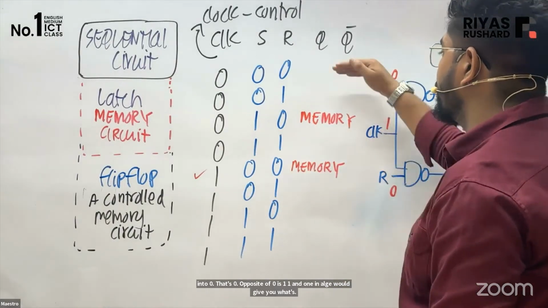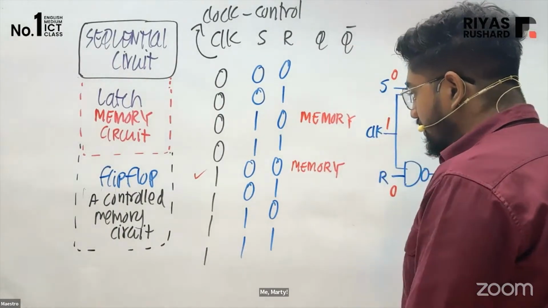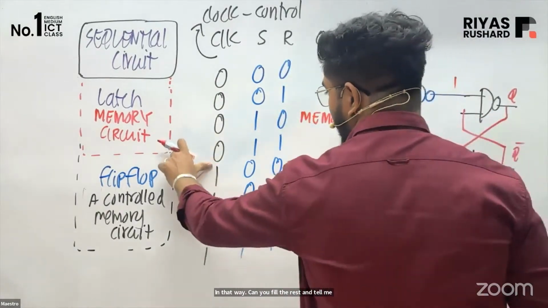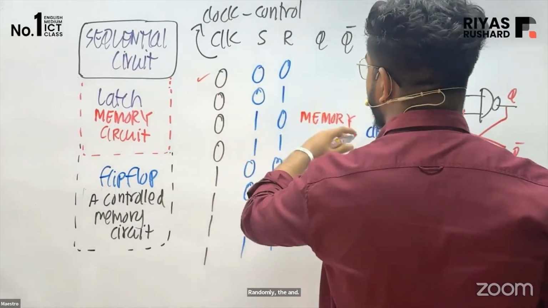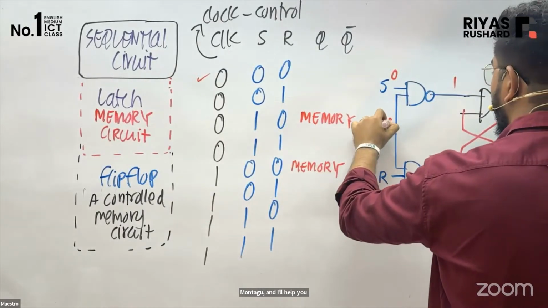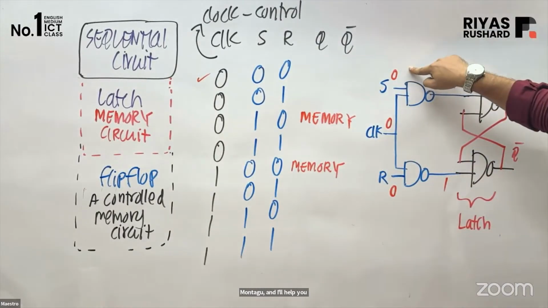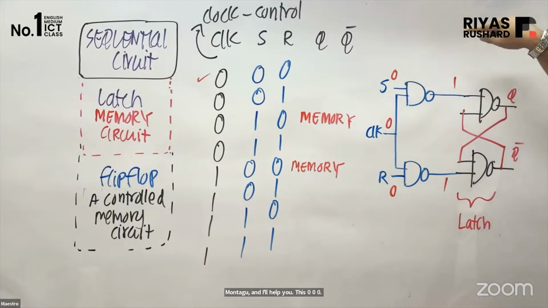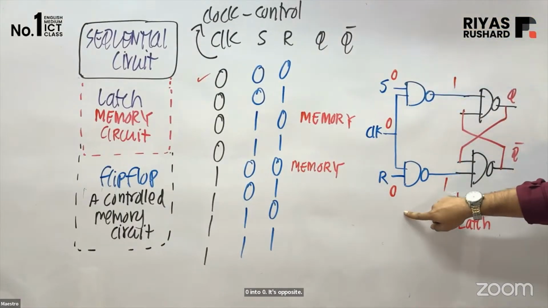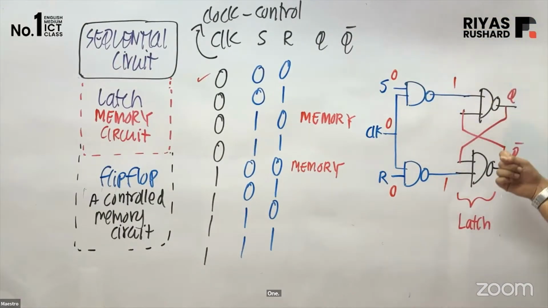In that way, can you fill the rest and tell me? Put in values randomly. Shall I help with one more? I'll help with this. 0 0 0. 0 into 0, its opposite is 1. 0 into 0, its opposite is 1. 1 and 1 in a latch.